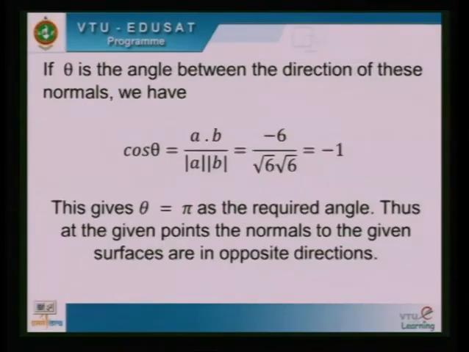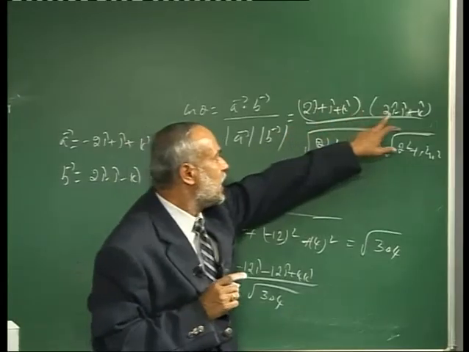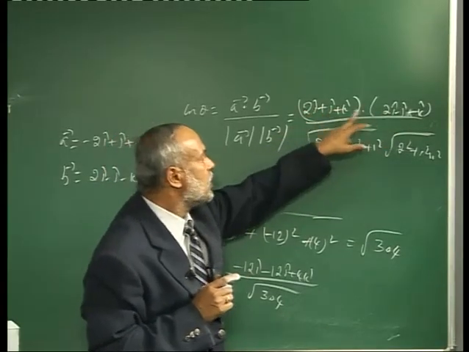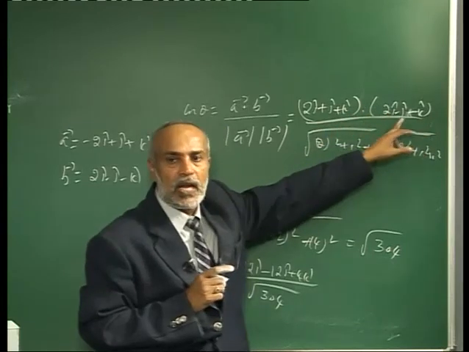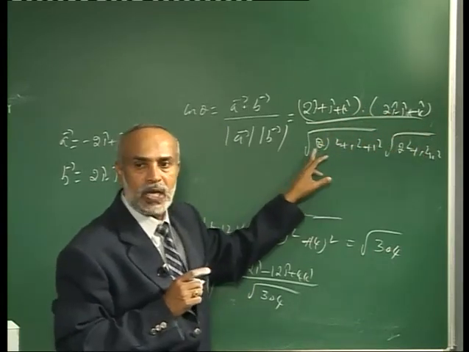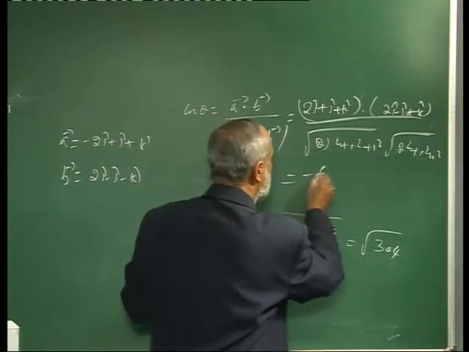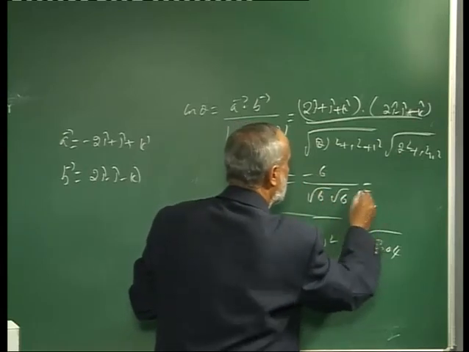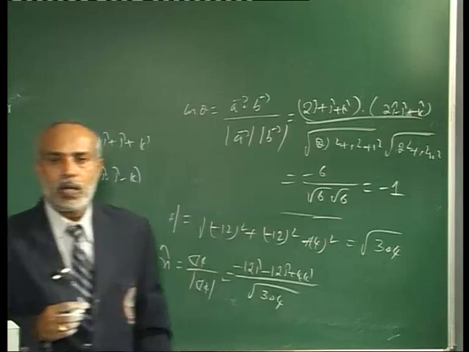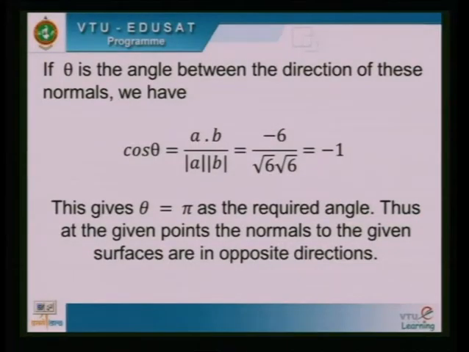Now take the dot product: i dot i is 1, so -2 times 2 is -4, j dot j gives -1, k dot k gives -1, so you get -6. Here, root 6 times root 6 is 6, so you get -6 divided by 6, which is -1. This gives theta equal to pi as the required angle. Thus, at the given points, the normals to the given surface are in opposite directions.